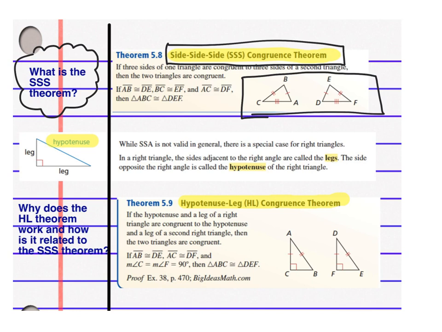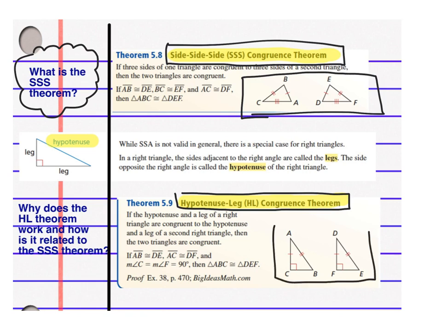Then there's a special case called the hypotenuse leg theorem. This only works for right triangles, okay? It only works for right triangles. And it's if you know that it's a right triangle and you know the hypotenuse. Remember, the hypotenuse is the diagonal, or the side across from the right angle. So AB is a hypotenuse, DE is a hypotenuse, and then one of the legs. You don't need both.